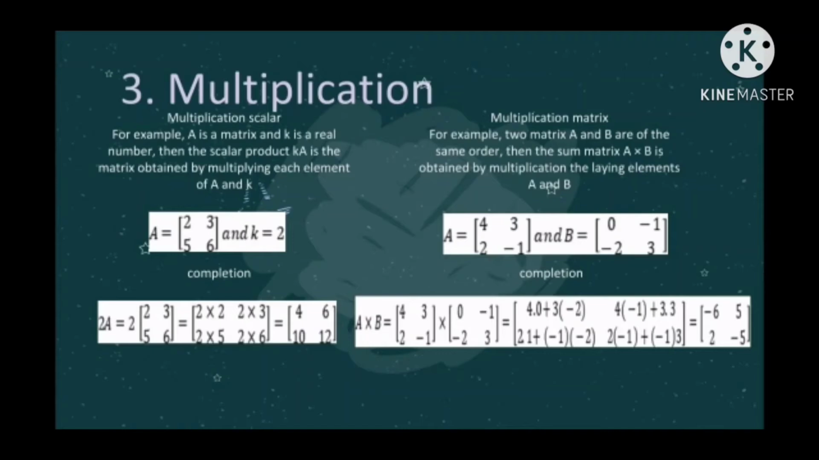2. Matrix multiplication. For example, two matrices A and B. Then the product A times B is obtained by multiplying the corresponding elements of A and B. If matrix A is 4, 3, 2, minus 1 and matrix B is 0, minus 1, minus 2, 3, then A times B is 4 times 2 plus 3 times minus 2, 4 times minus 1 plus 3 times 3, 2 times 1 plus minus 1 times minus 2, 2 times minus 1 plus minus 1 times 3, which is the matrix minus 6, 5, 2, minus 5.